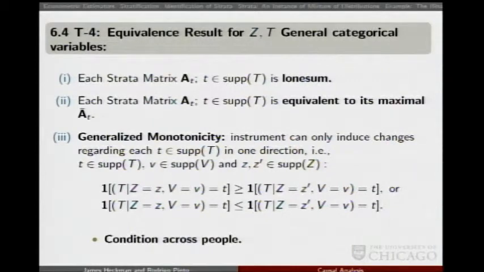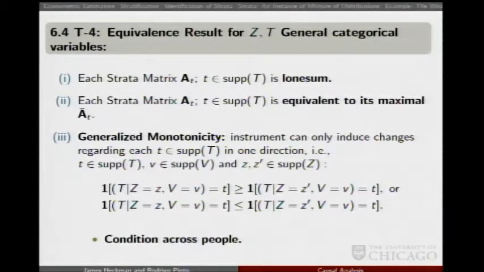So this is a key theorem, and let me just state it. I won't have time to prove it, but there is a proof. For each strata matrix, we can make the following equivalence results. For each strata matrix, AT is lone sum. So if we have a lone sum strata matrix, determined by the row and column elements of that AT matrix, which is given by a priori restrictions, that's equivalent to saying that each strata matrix AT is equivalent to its maximal A bar of T. And it also turns out that these are equivalent conditions.